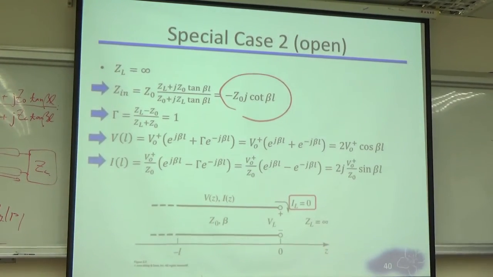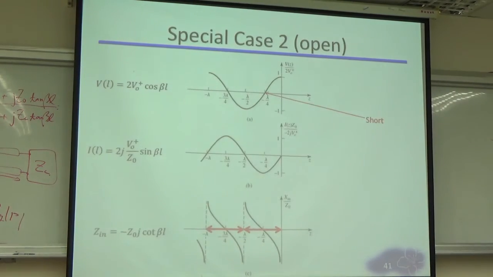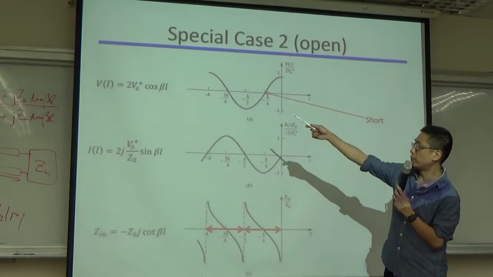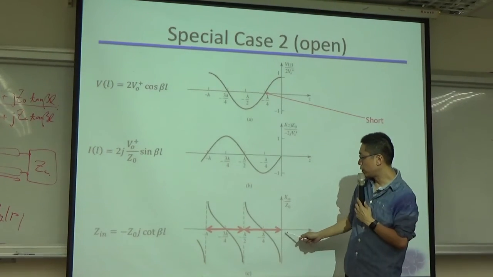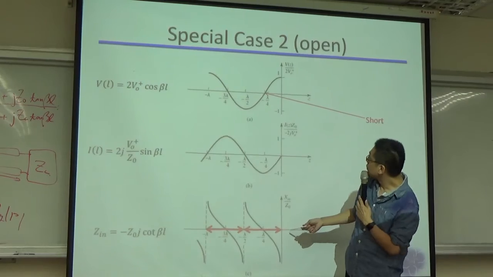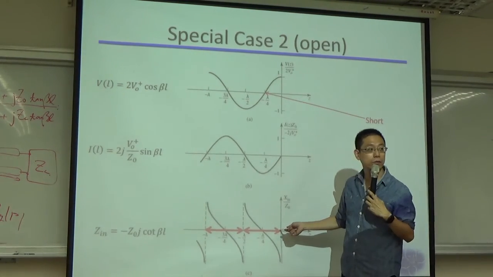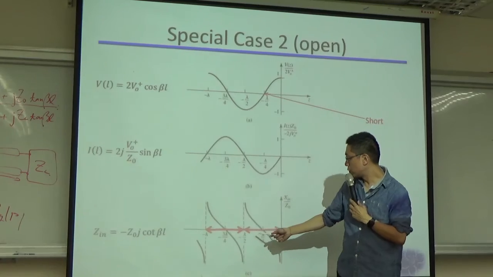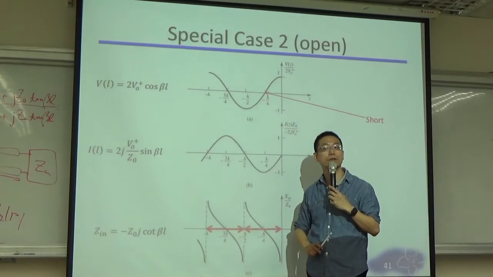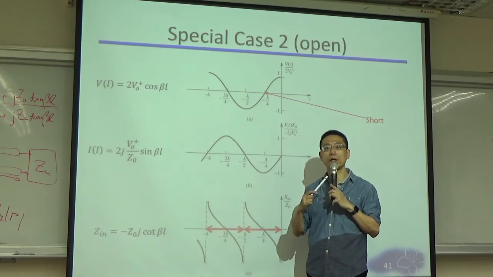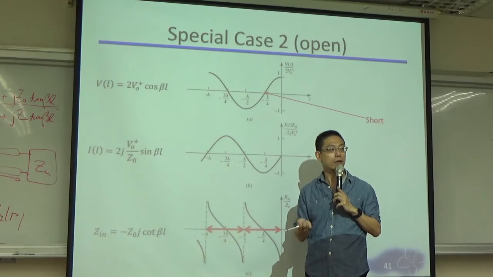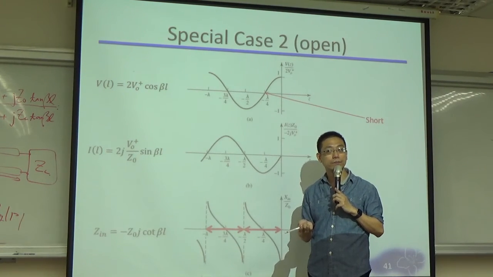So, can you guys follow? Then you can get another picture, the figure of your voltage and the current and your impedance, going from open to short to open to short. So open and short is changing. Open becomes short, short becomes open if you have a quarter wave transmission line.